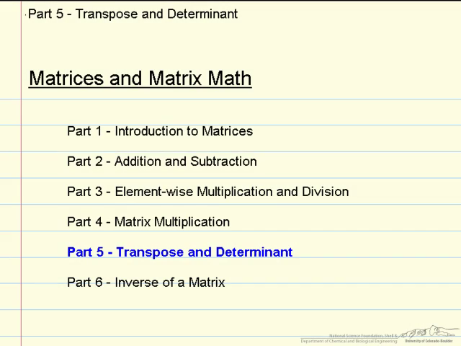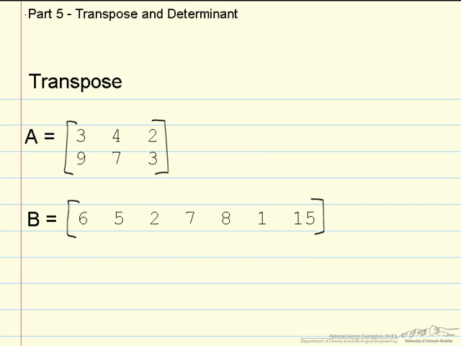This video is part 5 in a 6-part series on matrix math. None of these videos are for any particular program. This part is covering the two topics of transpose and determinant. To transpose a matrix is to essentially flip it.